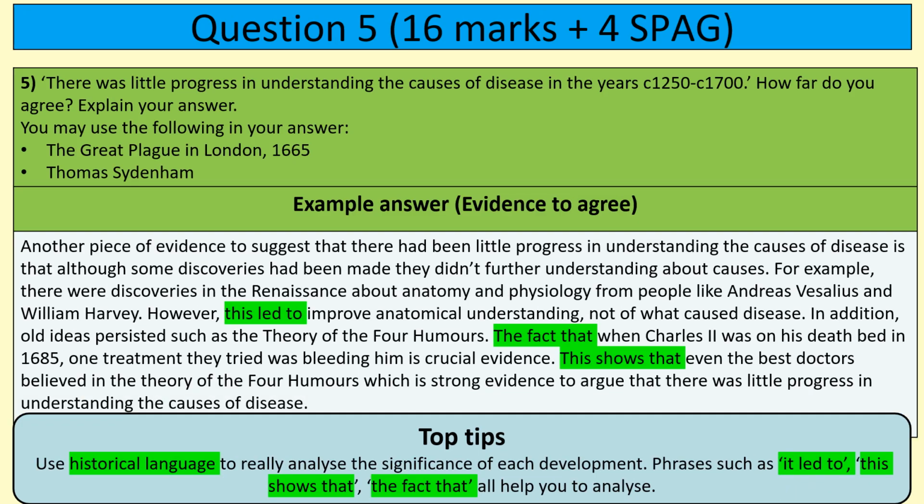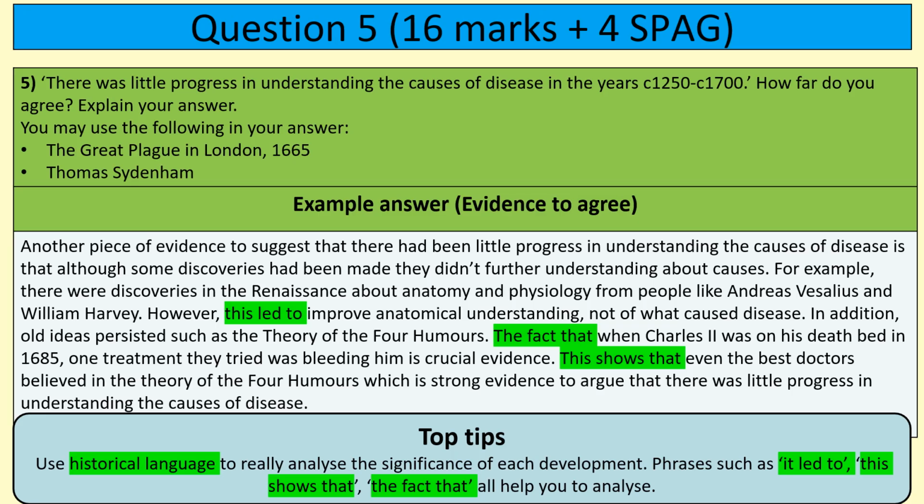Okay, in our second paragraph, I'm just going to focus on the use of analysis. So I've highlighted in here in green our use of good historical language. And again, we're going to agree with the statement with another key argument. So another piece of evidence suggests there had been little progress in understanding the cause of disease is that although some discoveries had been made, they didn't further understanding about causes. For example, there were discoveries in the Renaissance about anatomy and physiology from people like Andreas Vesalius and William Harvey. However, this led to improved anatomical understanding, not of what caused disease.